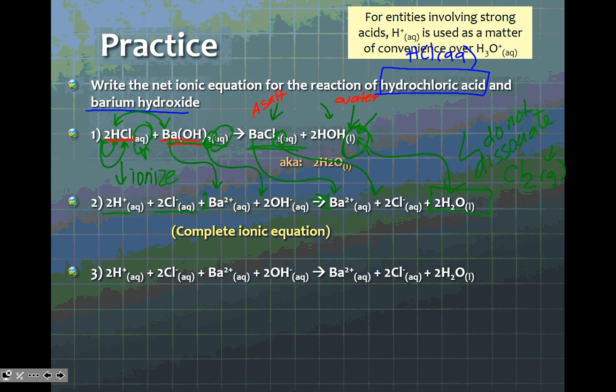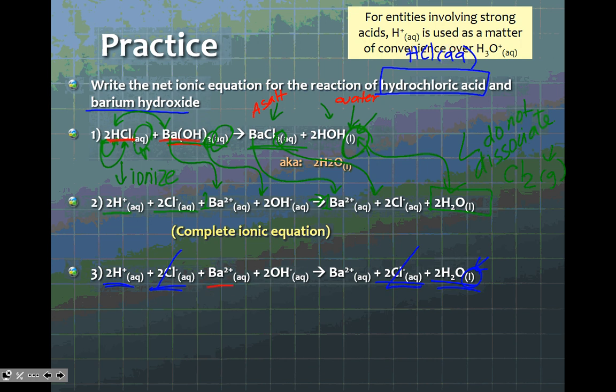Our next step is to cancel things that are exactly the same. 2 hydrogen ions on this side. Here's hydrogen, not ions, it is just water because it's liquid and we didn't break it down. So that stays. 2 chloride ions here. On this side, here's 2 chloride ions. They cancel out because they're exactly the same.